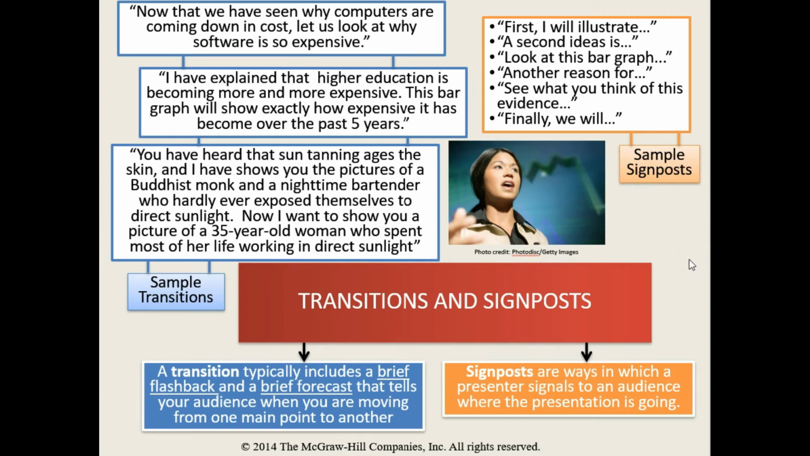Sample signposts are this. Basically, yield, stop, turn right on red. It's telling you where you're going, where the audience is going. First, I'm going to illustrate this. A second idea is this. Look at this bar graph. Another reason for this information and my topic is this. See what you think of this evidence before you make up your mind. Finally, we're going to talk about this and wrap up everything. These things are really good for signposts.